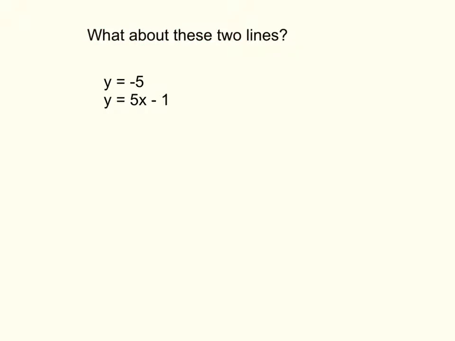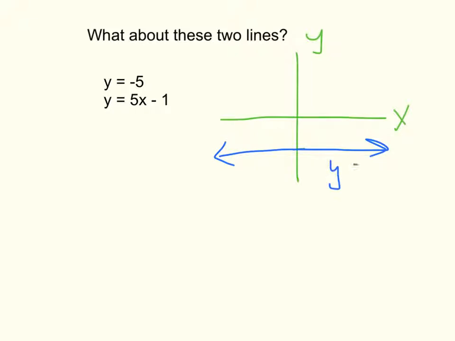Finally, let's look at these two lines and figure out if they're parallel, perpendicular, or neither. Let's look at the first equation, y equals negative 5. Let's draw a graph and figure out what y equals negative 5 looks like. Let's label our axes. Let's draw a line on our coordinate plane that looks like this, and say that that is y equals negative 5. We know that horizontal lines have a slope of 0. So y equals negative 5 has a slope of 0.